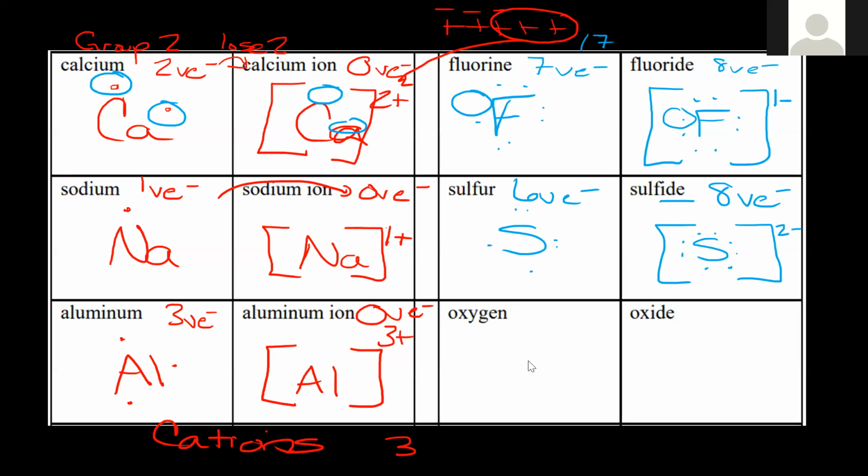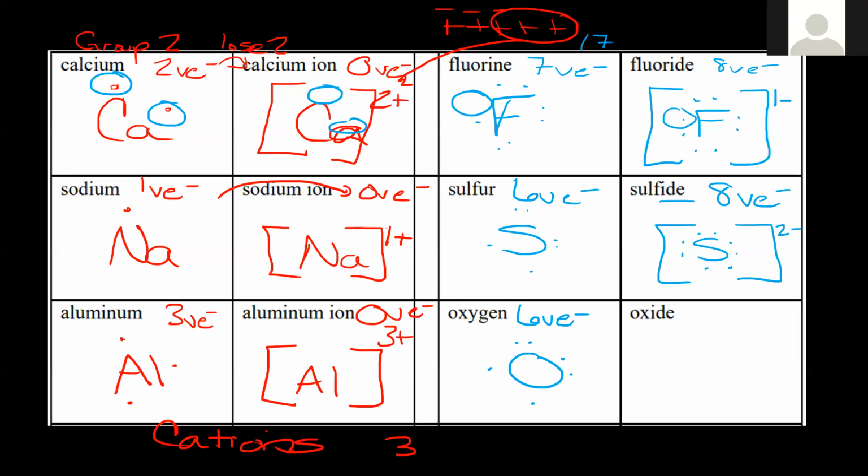Well, the atomic symbol is O, and it has 6 valence electrons. So it's going to look just like our guy oxygen. And I'll have someone else talk me through the oxide ion.